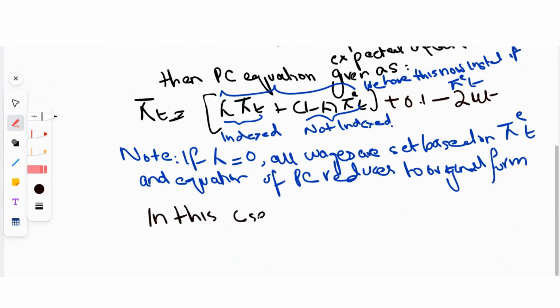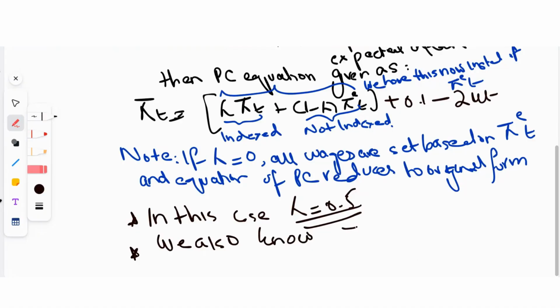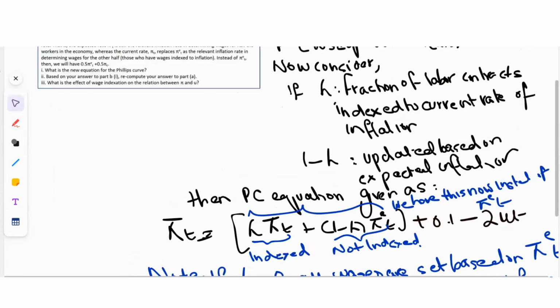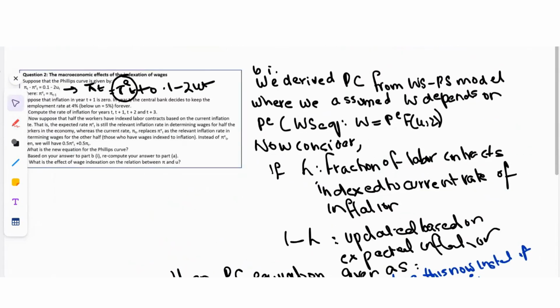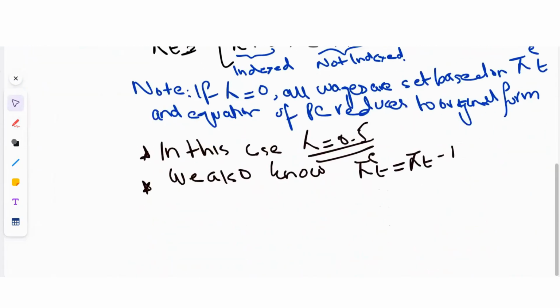So the degree of indexation lambda is 0.5. Half the workers have wages indexed to the current rate of inflation, and the remaining half still have wages based on expected inflation. We also know, this is also given in the question, that pi et is equal to pi t minus 1. So expected inflation is equal to last year's inflation.